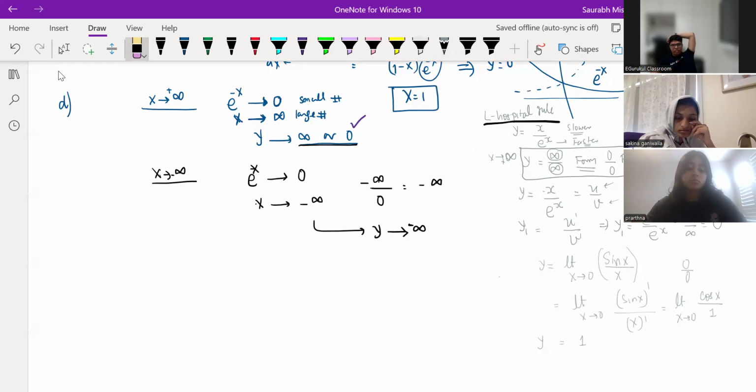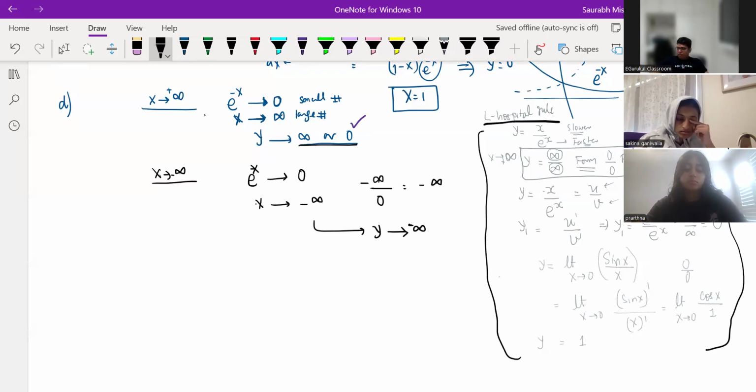Okay. But here in Australia, you can find out that e to the power x is tending faster, or e to the power x is going slower to infinity, and then you can write down that. So x plus infinity minus infinity is done. Let's look at the other part.